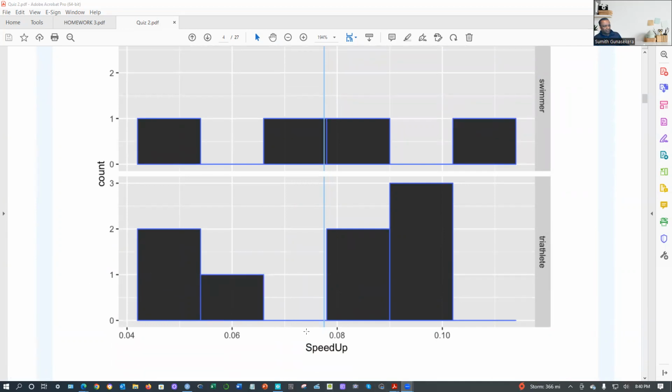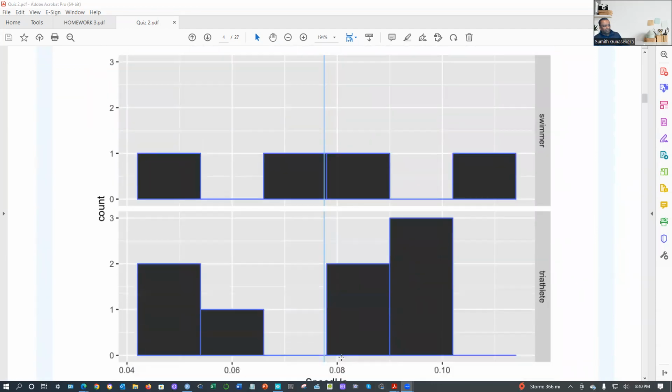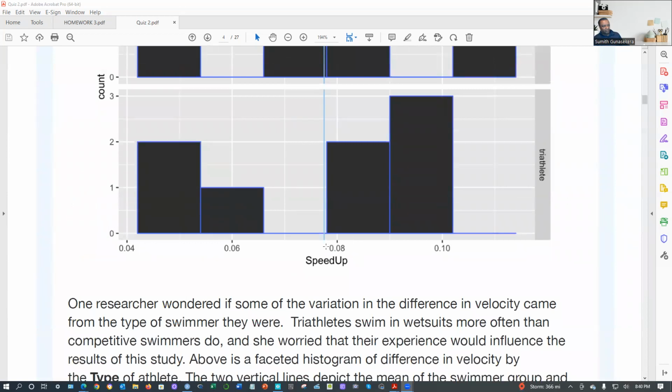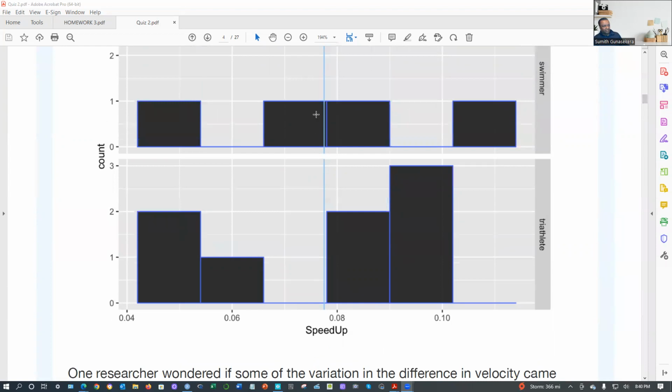The averages of the velocity, and the two vertical lines depict the mean of the swimmer group and the mean of the triathlete group. 0.08, 0.08, almost the same. Close to zero, so the error will be measured. Error with respect to this one. This is the average.